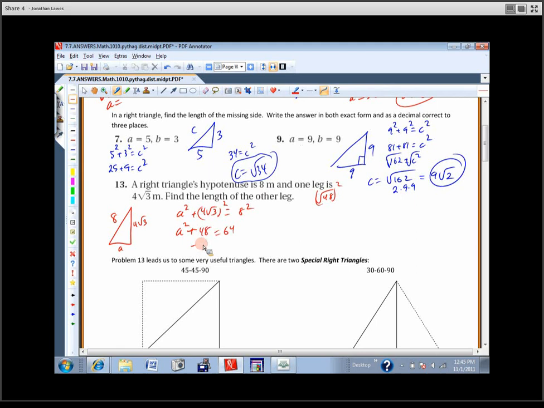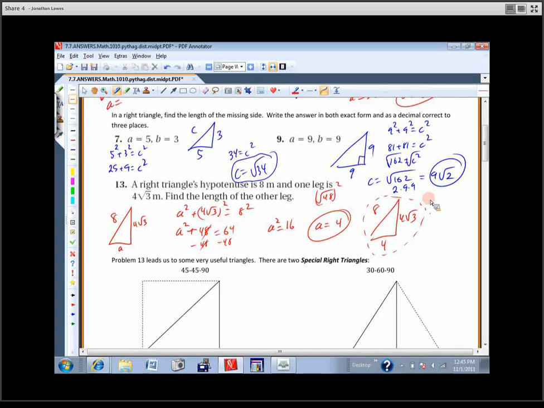Okay, and then over here we've got a 64. So I'm going to get rid of that by subtracting. So this is going to be subtract 48. Those are going to cancel, so I get a squared, and this is, let's see if I subtract 48, that's a 16, is it not? So a is 4. So that triangle looks like this. This is 8, this is 4, this is 4 radical 3.